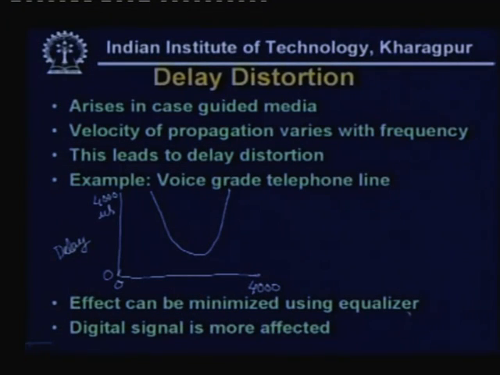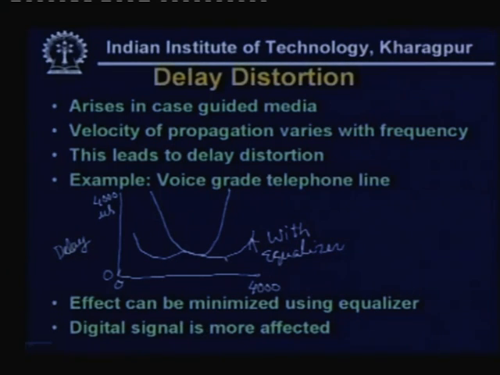Again, this effect can be minimized with the help of an equalizer. After using an equalizer, the characteristic can be somewhat like this. So this is with equalizer. With equalizer, the bandwidth is much better. That means delay distortion is much less, and the bandwidth characteristic with respect to delay we find is much better.